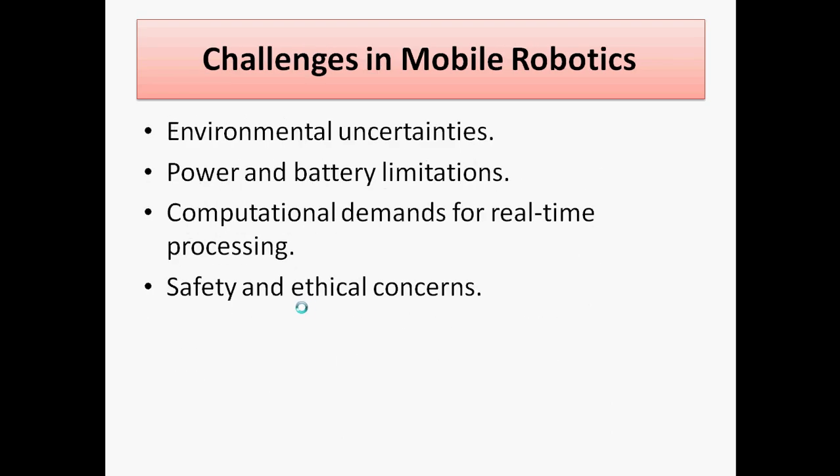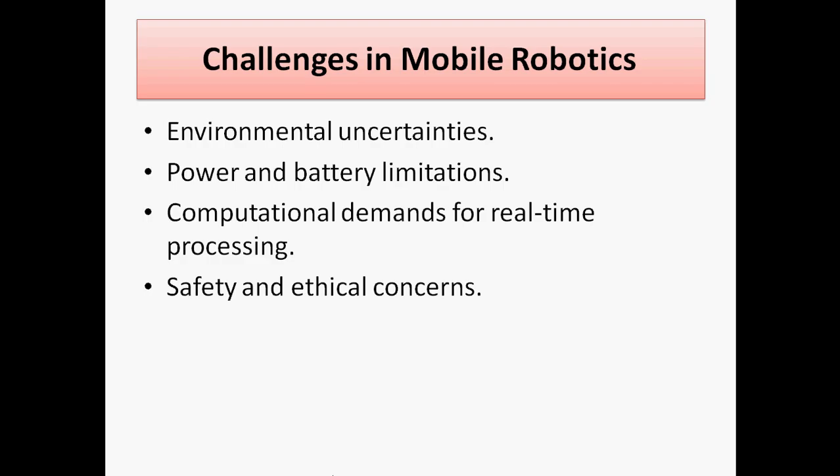Now we come to the different challenges in mobile robots. First is environmental uncertainty, then power and battery limitations, then computational demands for real-time processing. These are the main challenge areas. After that we have safety and ethical concerns. We must fetch data in the safest way so that robots do not collide with each other. This type of prediction we can do with different obstacle sensors and infrared sensors, and we can eliminate the possibility of risk through the systems.